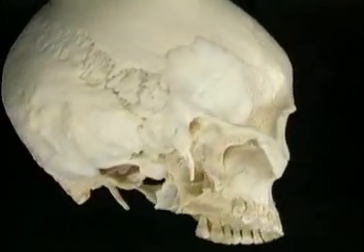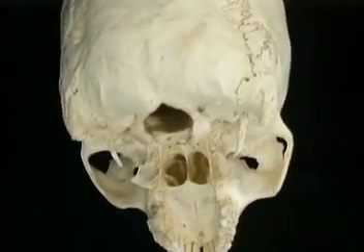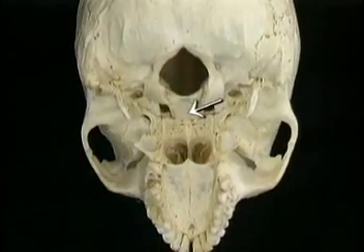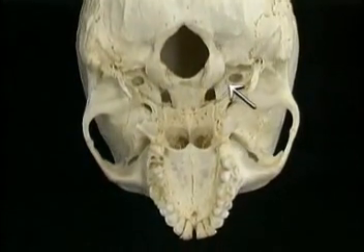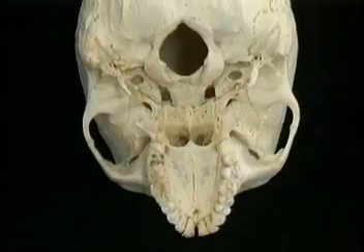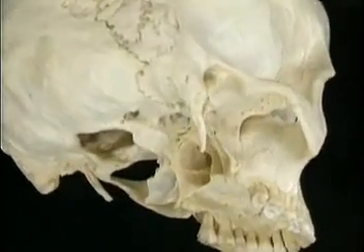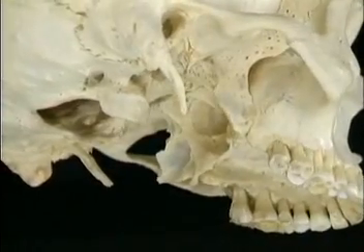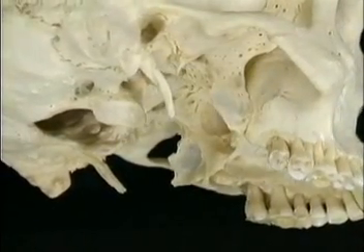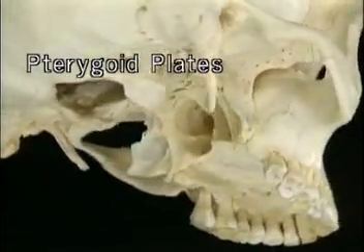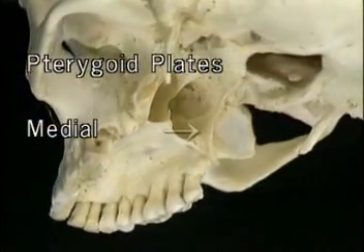On the underside of the skull, we come to structures that we've seen already. Here's the foramen magnum, the basilar part of the occipital bone, and the petrous part of the temporal bone. Two thin sheets of bone project down from the base of the skull behind the maxilla. They're the pterygoid plates, lateral and medial.